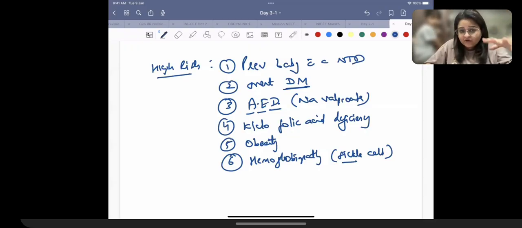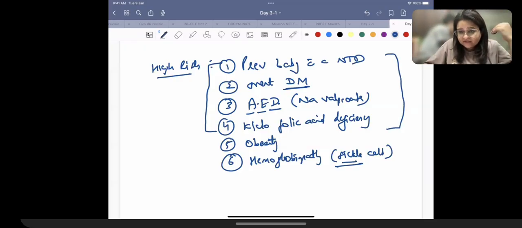So this group of patients, especially the first four groups, are the ones which, why am I saying especially the first four groups? Because once a question came in FMG, where they had given five options. This one was there, sickle cell was there, and three more. And then they asked which one will you not give high dose. So priority is these four and then the other ones.